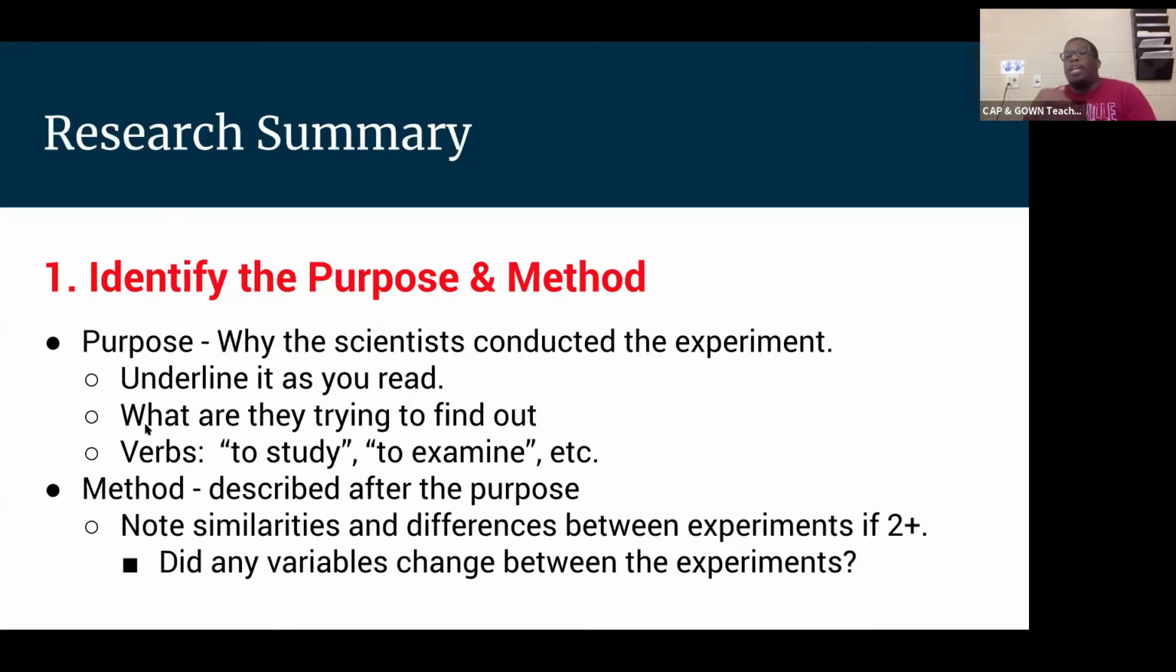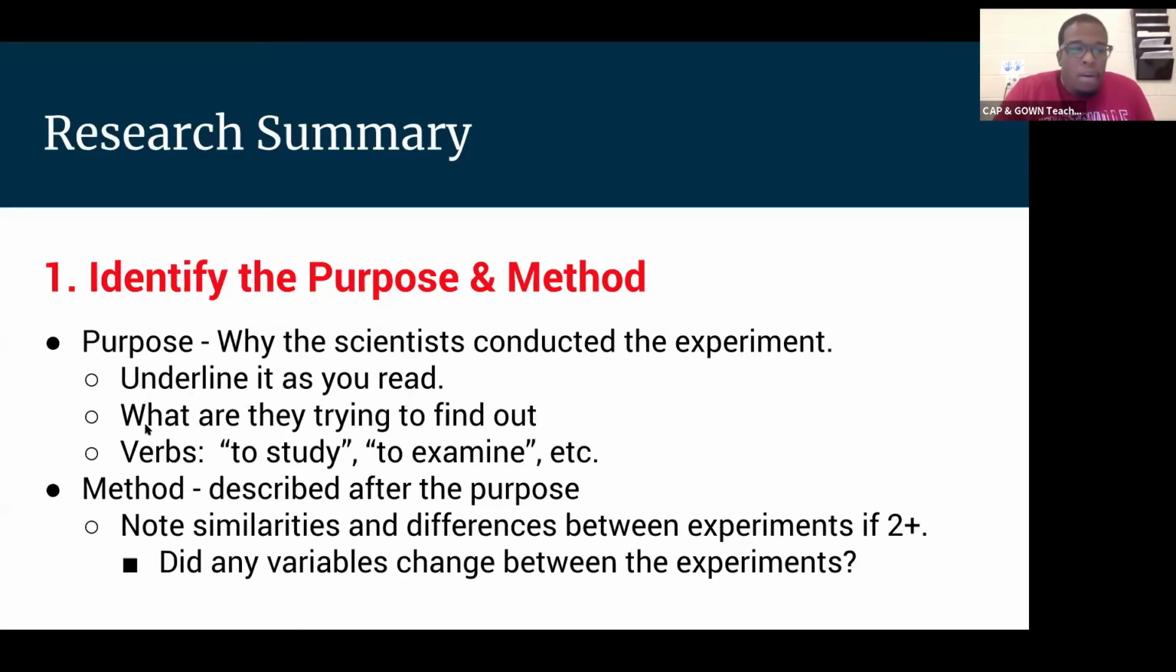So once you're reading that passage, that's the first thing that's probably going to jump out to you. You want to underline that as you read it. The big question you are answering is, what are they trying to find out? What results are they trying to get to? That's the whole reason why we do an experiment in the first place. We want to get some results, some information, some research answer, okay? The verbs that you're going to be looking for are to study, to examine, to find out, anything along those lines.